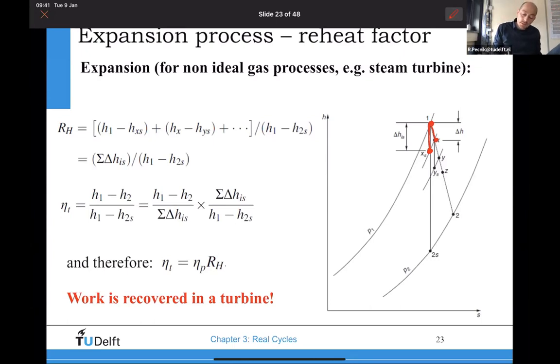And this is the so-called reheat factor. That's why the overall turbine efficiency is higher than the individual stage efficiencies for the turbine. Clear?